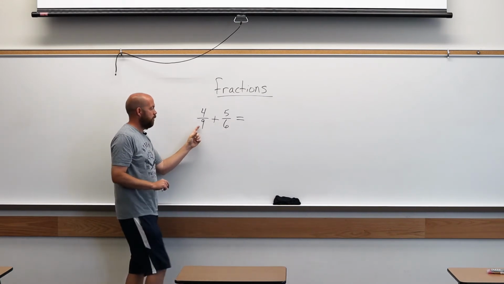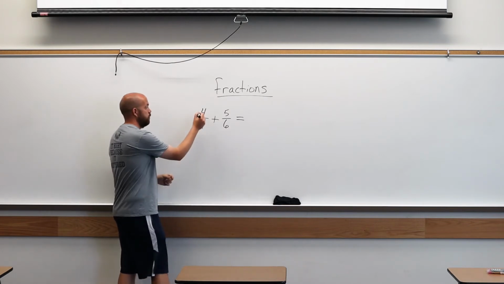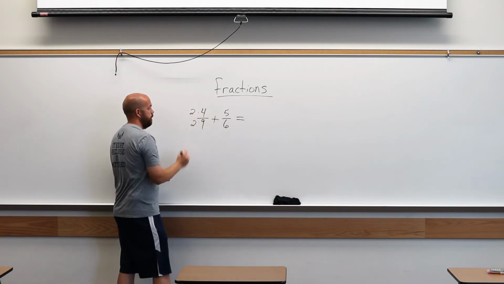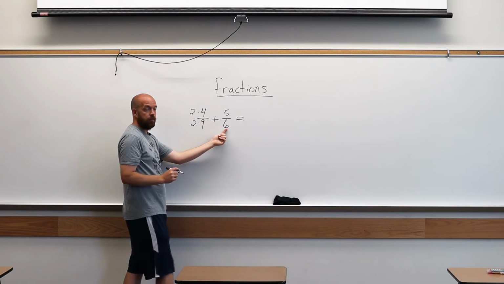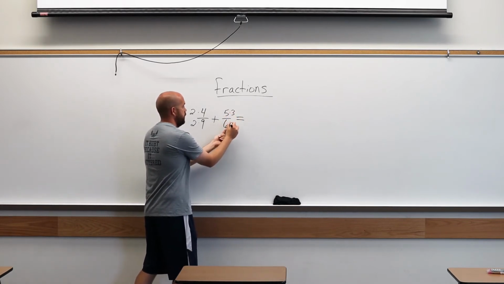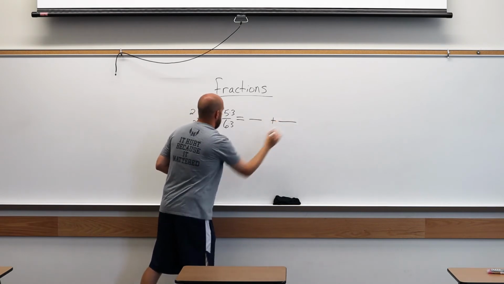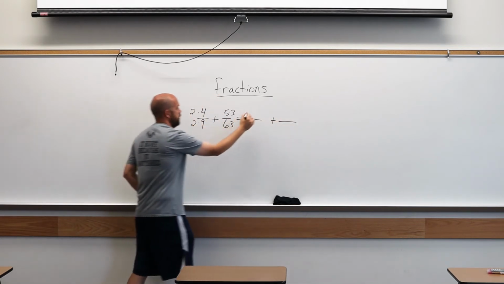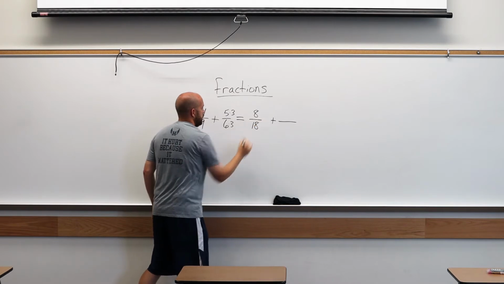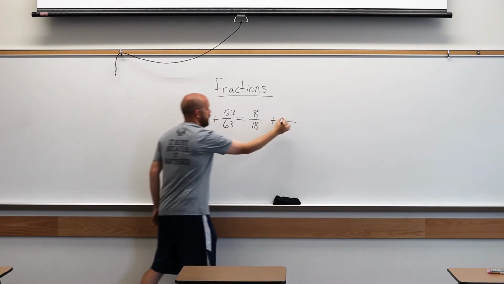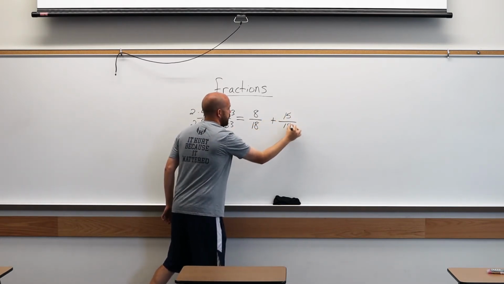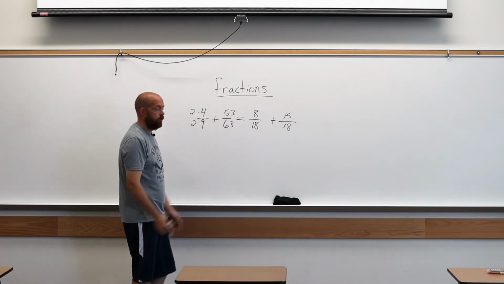To get an 18, I want to multiply the 9 by 2. So I'm going to multiply the top and the bottom by 2. To get 6 to be an 18, I multiply the top and the bottom by 3. So this is 8 over 18. This would be 15 over 18. Now I can add them together.